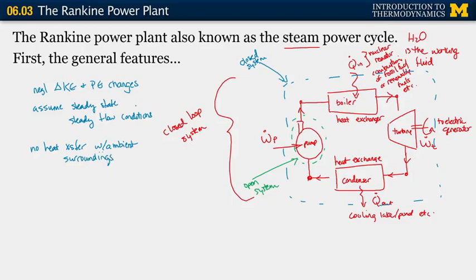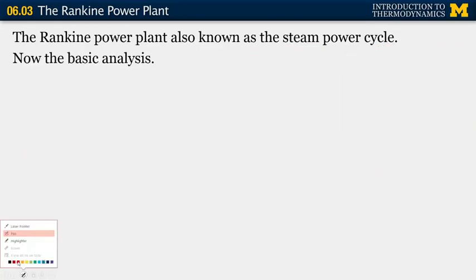Okay, so these are the same assumptions that I would make regardless of whether or not the system was an ideal system or a Carnot system, or whether it was an actual system like our Rankine power plant. Okay, so there are my general features. The next step is now to apply what we know about these different pieces of equipment and what we know about the conservation of energy. Okay, so let's do our basic analysis.